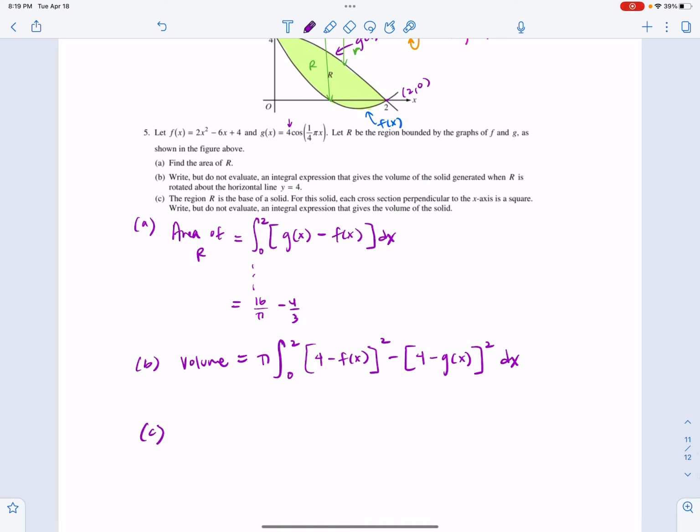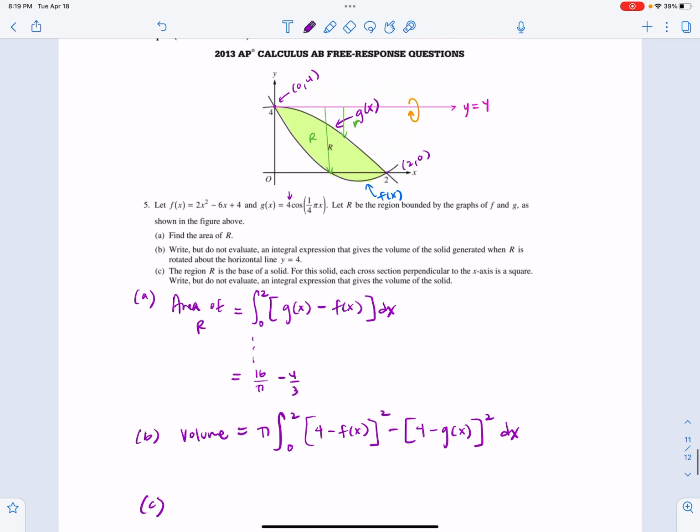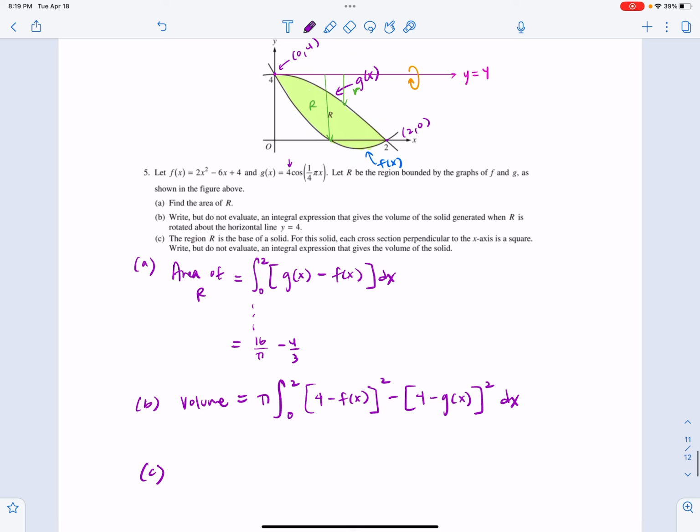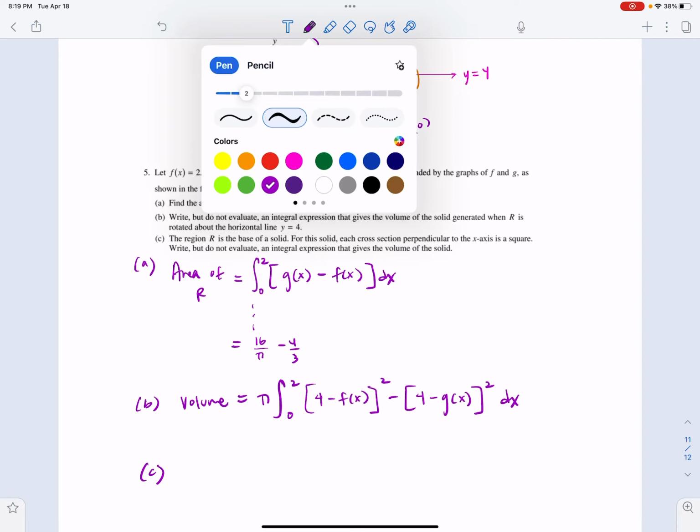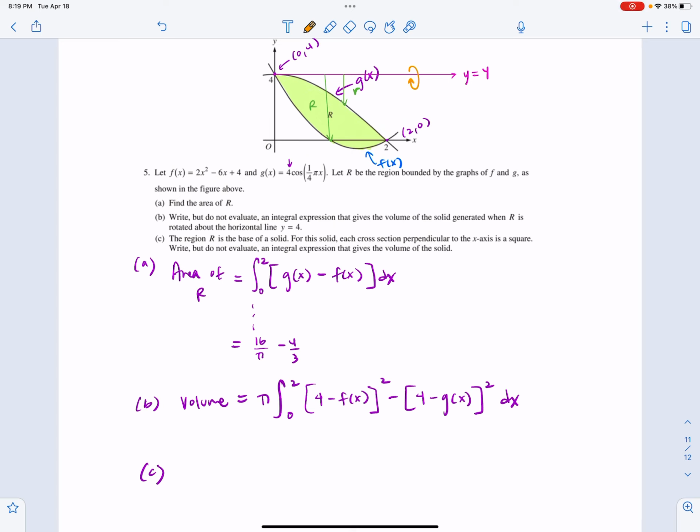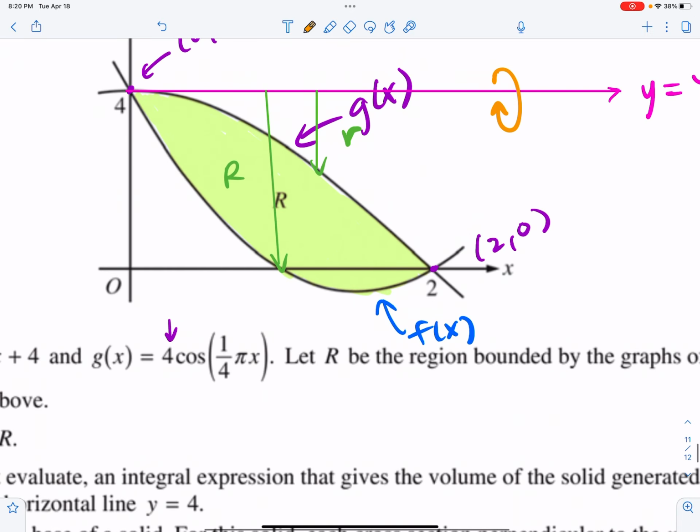Okay, part C. Region R is the base of a solid. For this solid, each cross section is perpendicular to the x-axis and is a square. Okay, so square cross sections. But do not evaluate an integral expression that gives the volume of the solid. So we need to know what the base of each square will be, and that will be s of x.